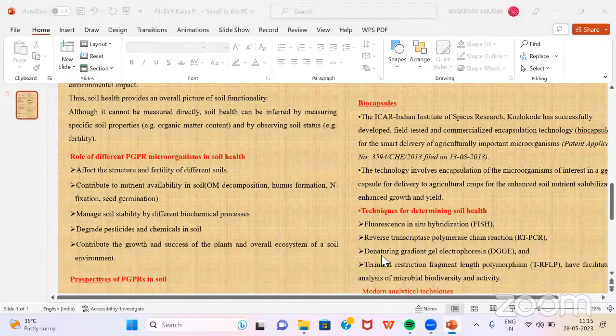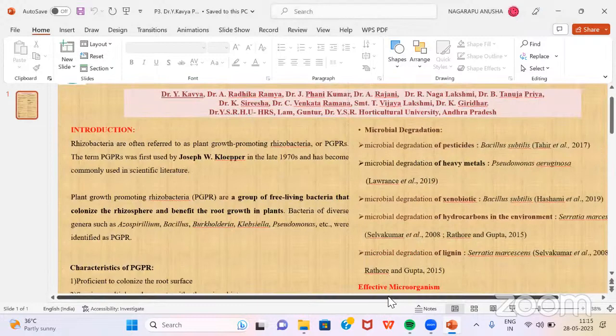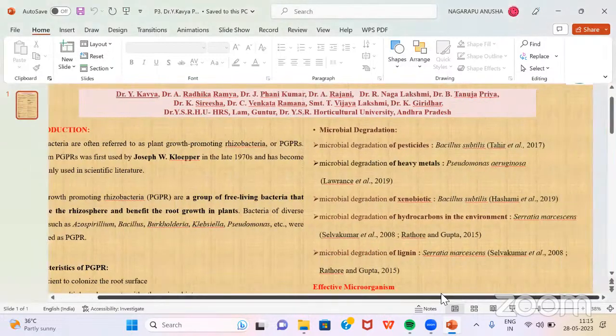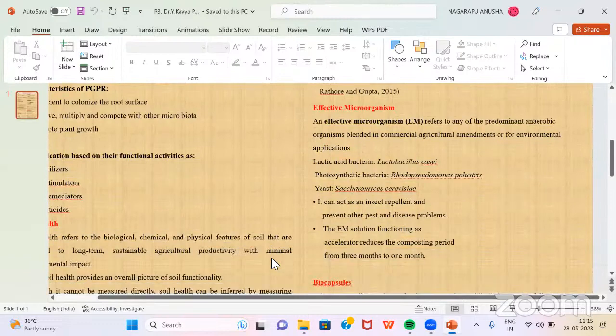And what are the recent advances? Not only individual microbial organisms used as PGPR, some consortial effective microorganisms formulation, biocapsule-like formulations, and biofertilizer efficiency enhancer. These are some of the recent advances in this PGPR activity. So coming to the effective microorganisms, this is a group of 3 different types of organisms like lactic acid bacteria, photosynthetic bacteria, and some yeast. These 3 are having 3 different modes of action, and which finally helps in the plant growth and soil health.